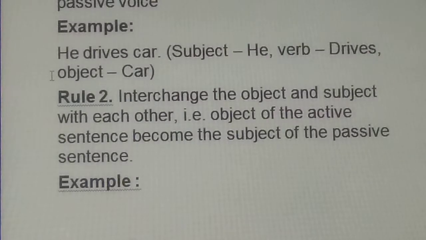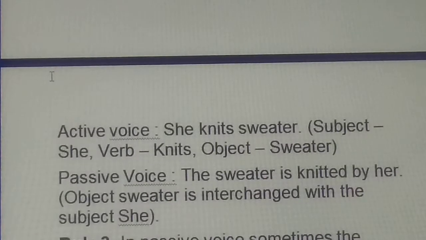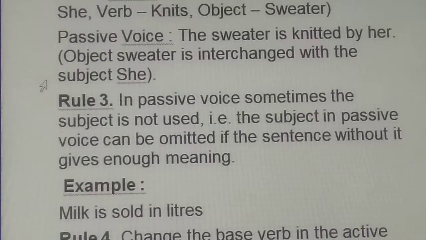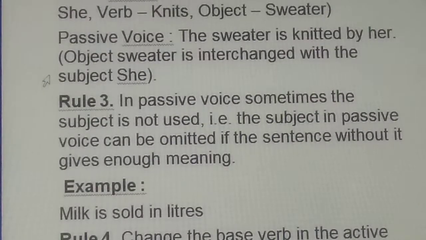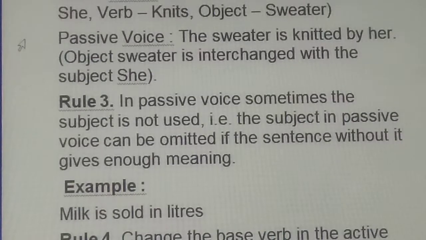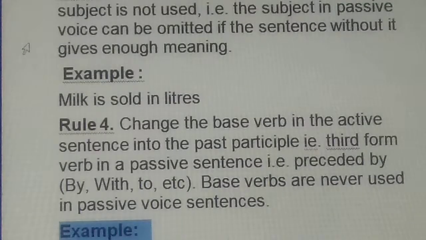Interchange the object and subject with each other. She knits sweater. Passive: the sweater is knitted by her. Very simple. Rule 3. In passive voice, sometimes the subject is not used. That is, the subject in passive voice can be omitted if the sentence without it gives enough meaning. Yes, in some cases it is not required. Milk is sold in liters.